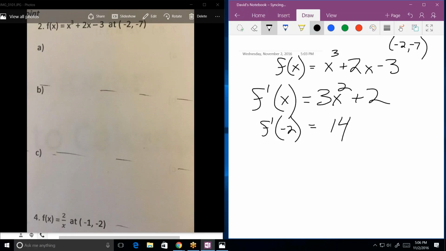That's 14. -2 squared is 4, times 3 is 12, plus 2 is 14. So the slope of that cubic function at the point -2 is 14. Now, B says, what's the equation of the line that's tangent to that curve at that point?